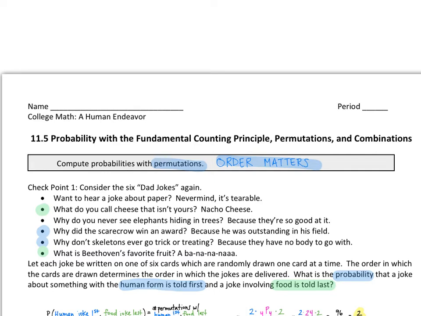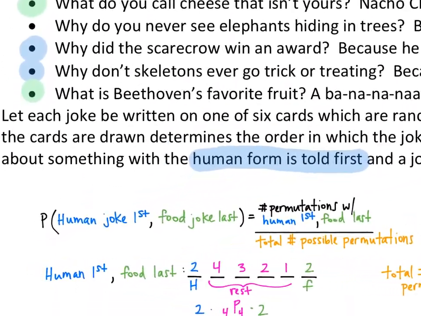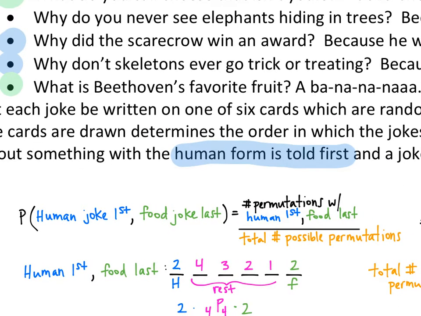Okay, so since we want probability, we're looking at a fraction. Okay, so let's break this down. I'm going to zoom in. All right, so we want to know the probability of a human joke first and a food joke last. So when we're setting up our probability, we want to compare the number of permutations with human joke first and food joke last, and we can put that all over the total number of possible permutations.